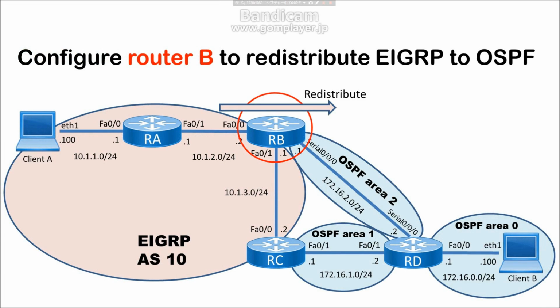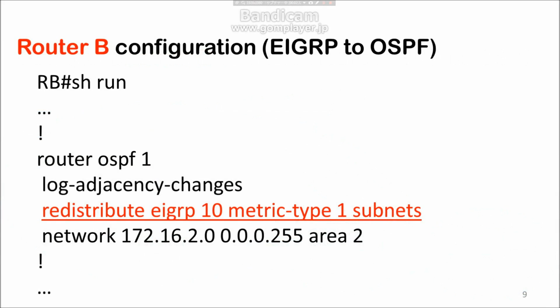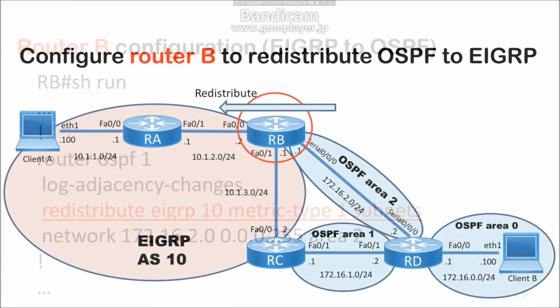Alright, the first thing we want to do is configure router B so that it can redistribute EIGRP into OSPF. Here's what we have to do. We need to add the redistribution configuration into the OSPF routing configuration. Don't forget to specify the metric type and subnets. Especially subnets, which allows EIGRP to redistribute its routes by subnets. In other words, without subnets, EIGRP advertises the route as a classful route.